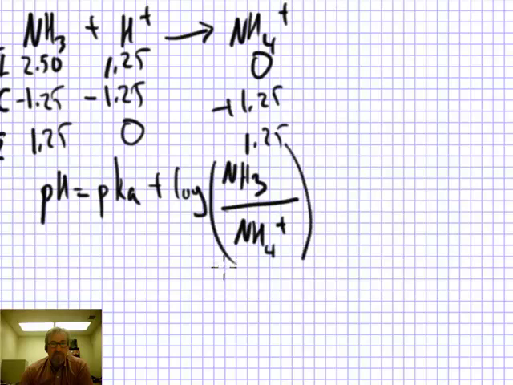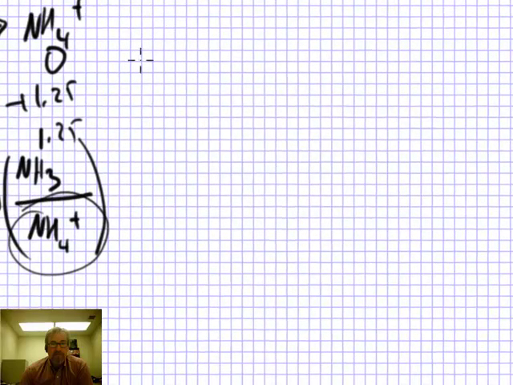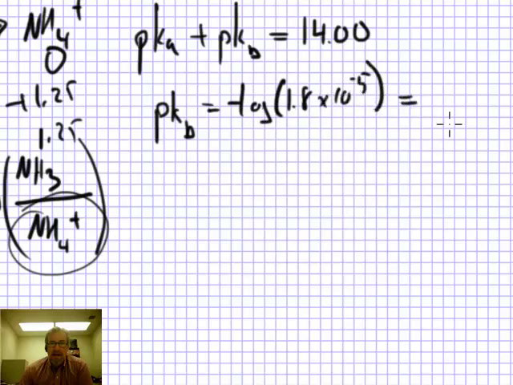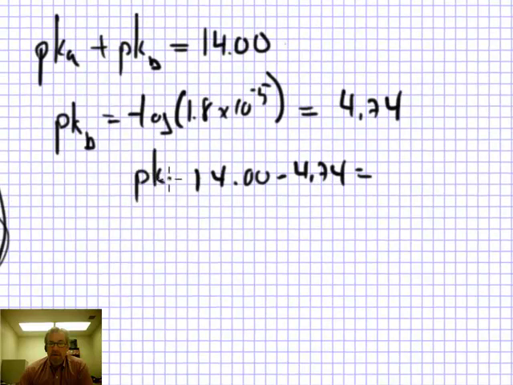Let's figure out what pKa is for NH4+. So we know this relationship, pKa for an acid plus a pKb for a base has to add up to 14.00. So let's find out what pKb is by taking the opposite of the base 10 logarithm of 1.8 times 10 to the minus fifth, which is the Kb for ammonia. This gives us 4.74. So 14 minus 4.74 is our pKa for ammonium, and then ends up being 9.26.